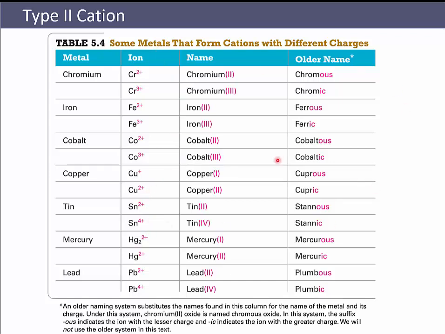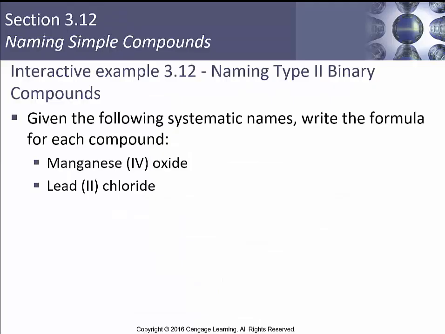And this gives us the older names too, right? So chromous and chromic, ferrous and ferric, cobaltous and cobaltic, cuprous and cupric, stannous and stannic, mercurous and mercuric, and plumbous and plumbic. So, writing out the systematic names for each of these and writing out the formula.